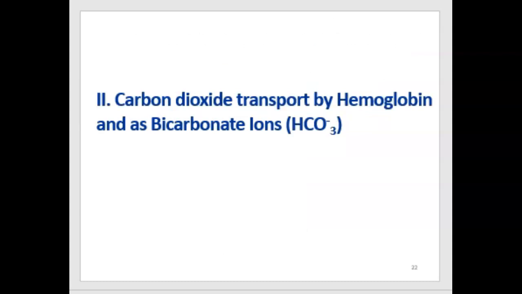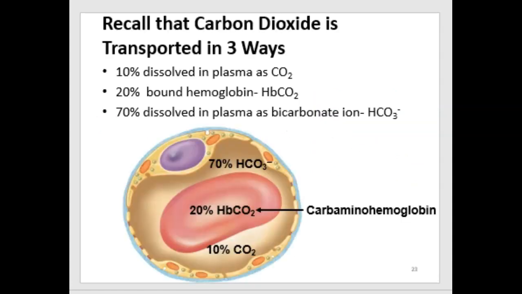Okay, carbon dioxide transport in the blood occurs, as we've talked about already, in 3 different ways. We're going to look at how it's transported by hemoglobin a little bit, and how it's transported as a bicarbonate ion in the plasma. So I'm just going to ask you to recall this introductory slide that I showed you at the beginning. It was a little bit different, but basically it shows how carbon dioxide is transported in 3 different forms or locations in the blood.